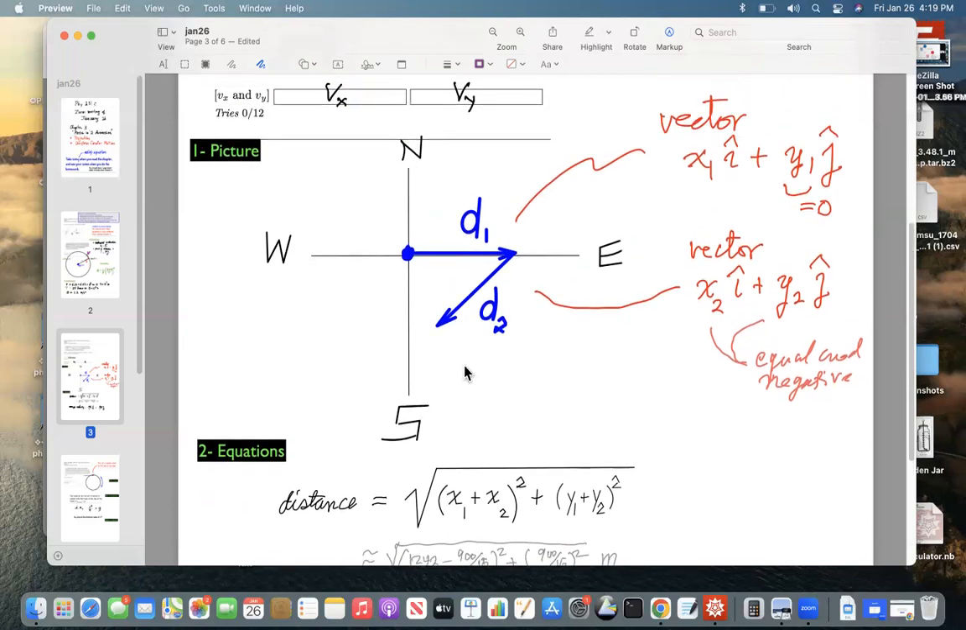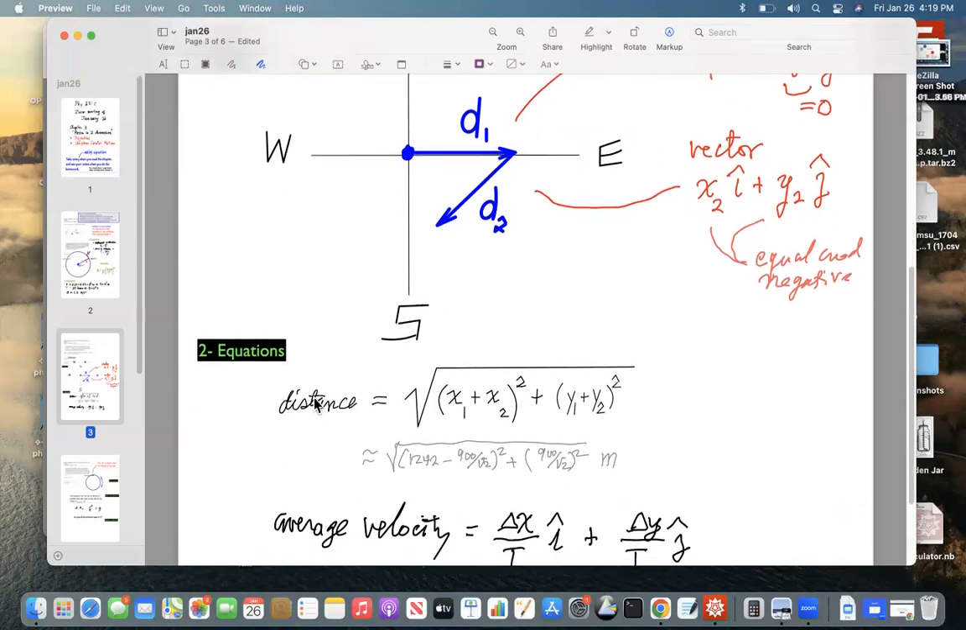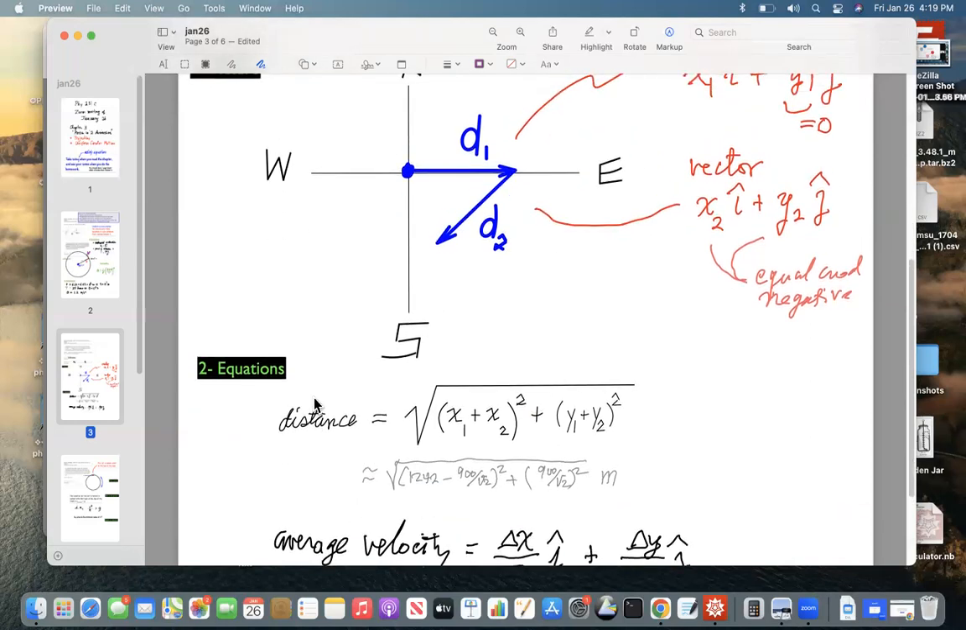All right, so step 1 is to draw the picture. Step 2 is to write some equations. Here's an equation you'll need. You have to calculate the distance. So the distance is the distance between this initial point and this final point. So that's where you stopped. So this is the distance that you're calculating for the answer to the first part. Hope you're taking notes.